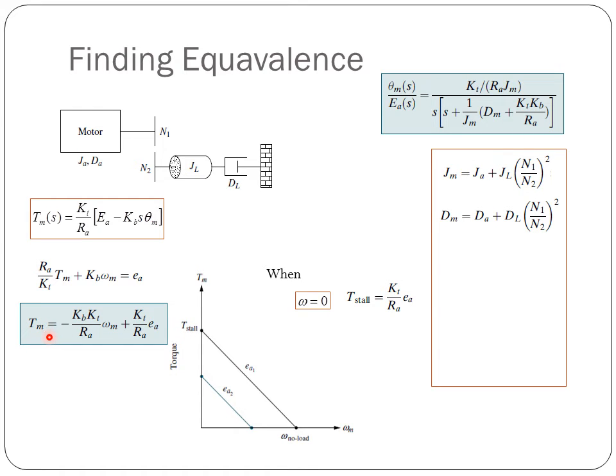Tm is equal to T stall, and we also put omega m equal to 0. In that case, we get the equation for Kt by Ra: T stall is equal to Kt by Ra into Ea, and thereby Kt by Ra is equal to T stall divided by Ea. So what we need to find Kt by Ra is the value of the stall torque and the value of the input voltage to the motor.